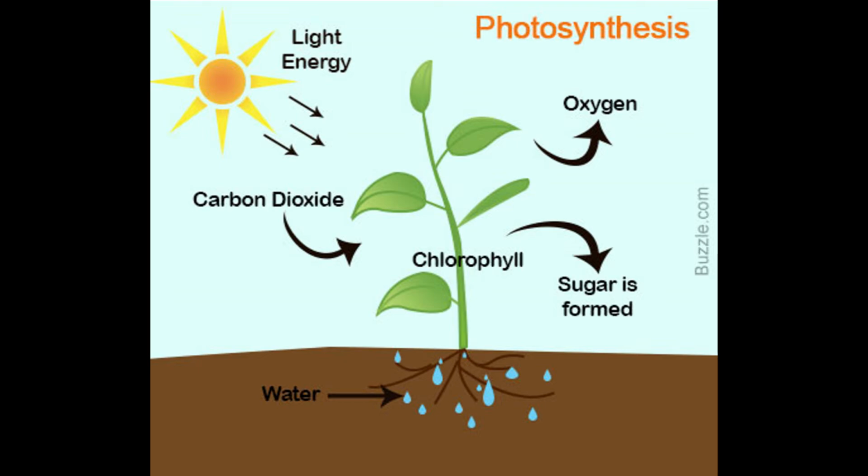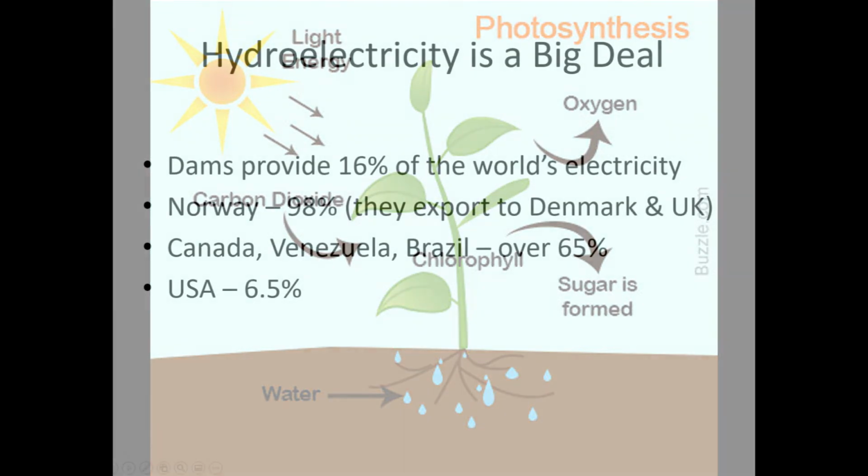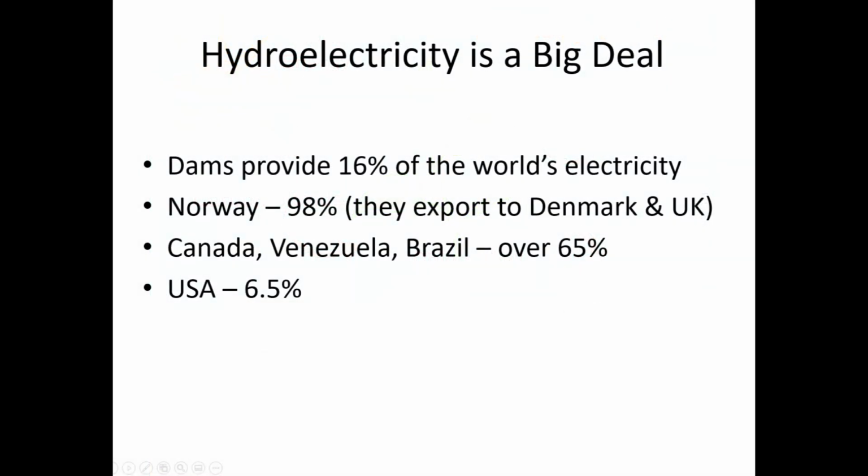Okay, we have a serious problem. Namely, we are generating too much carbon dioxide. Let's take a hard-nosed, pragmatic look at solutions that don't generate CO2. One of these is hydroelectric dams. Dams provide 16% of the world's electricity. They provide 98% of Norway's electricity, so much that they export power to Denmark and the UK. Canada, Venezuela, and Brazil all receive over 65% of their electricity from hydro.